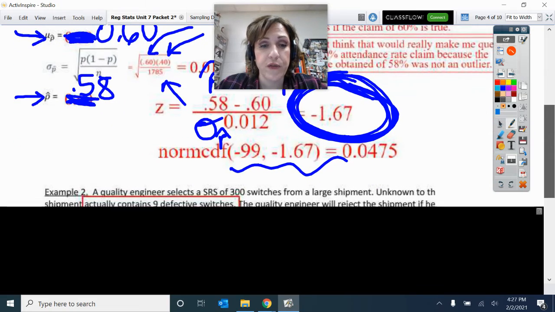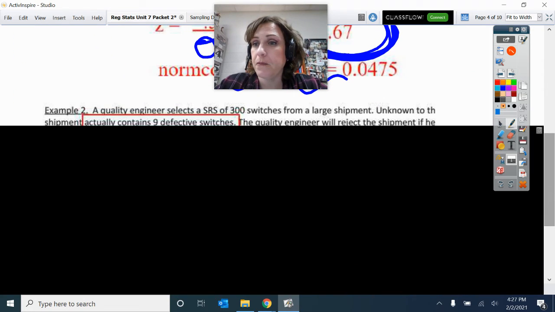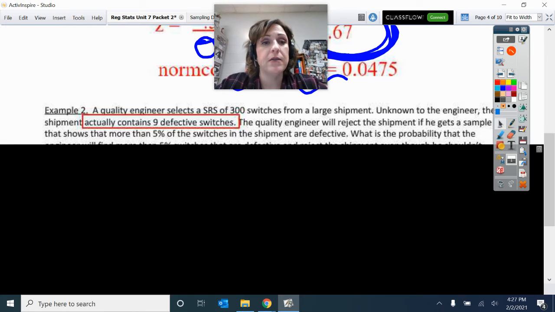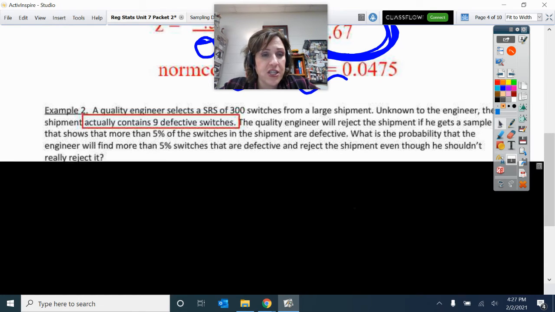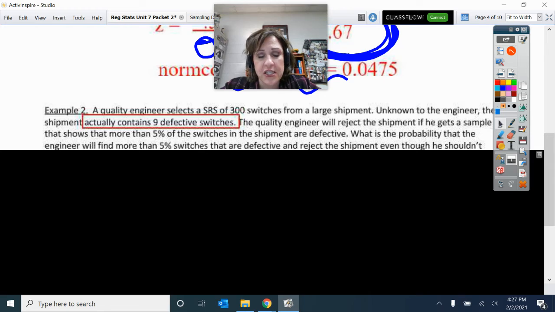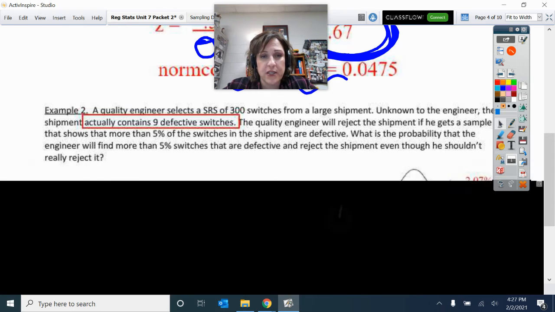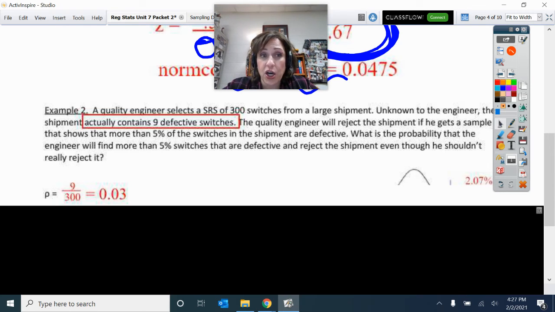All right, moving on. Here's the next one. A quality engineer selects a simple random sample of 300 switches from a large shipment. Unknown to the engineer, it actually contains 9 defective switches. So then we know the true P is 9 out of 300. Okay, so 9 out of 300. So that's going to be the actually contains.